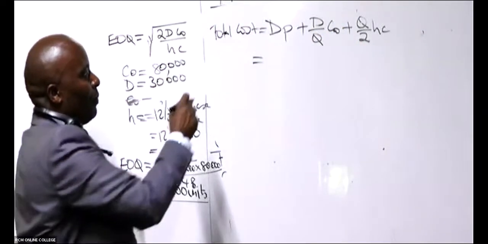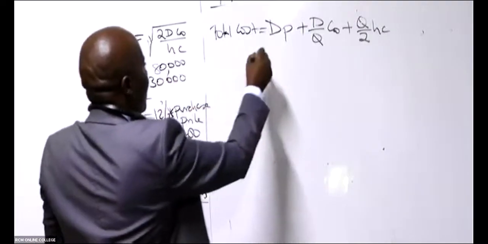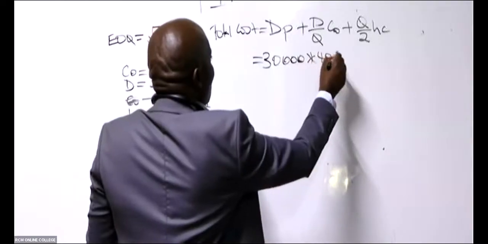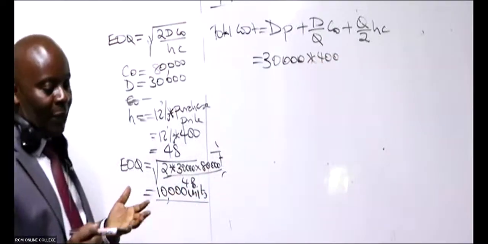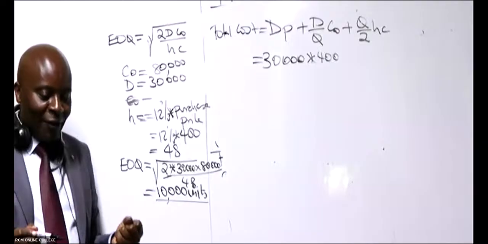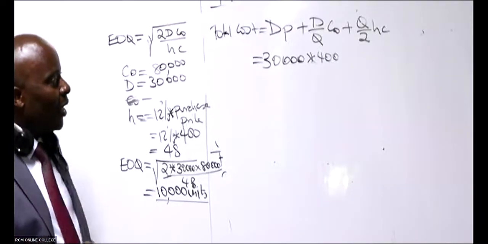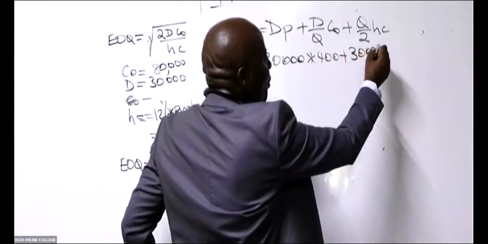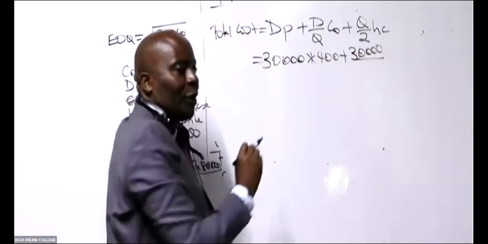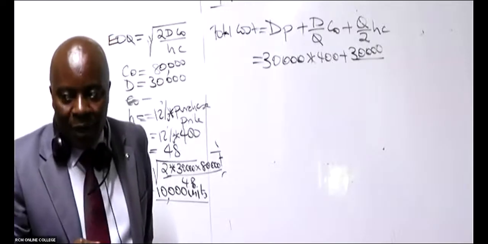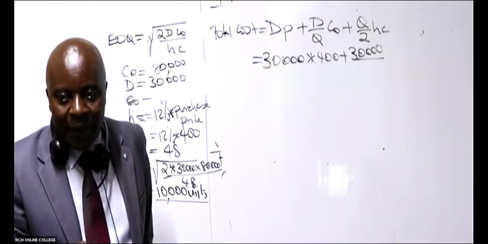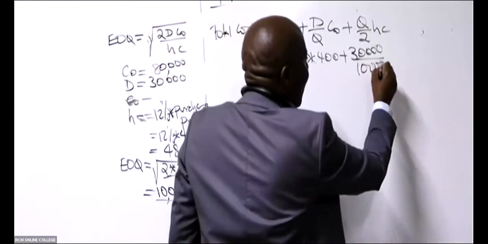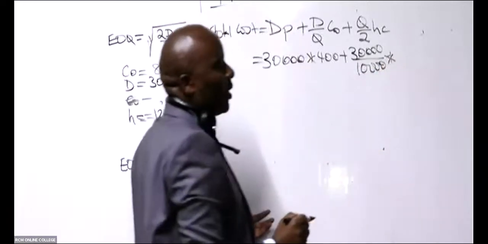Do we know the annual demand in this question? Yes, it is 30,000. The price per unit is 400. Plus the annual demand again is 30,000. Do we know the quantity now, the Q? Q is how many units? Q is 10,000. So Q is 10,000 multiplied by cost per order.